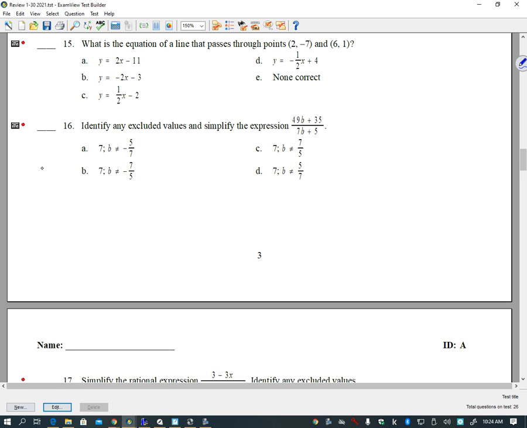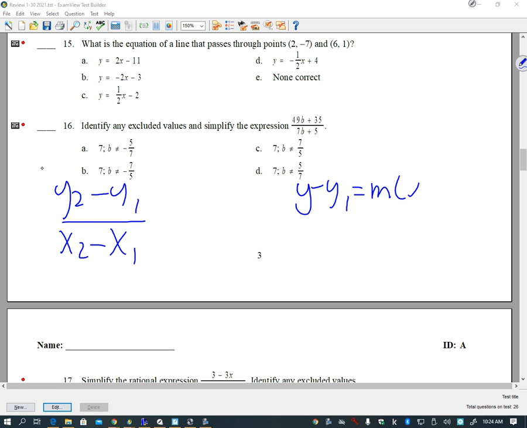Find the slope, which is what formula? y2 minus y1 over x2 minus x1. Once I have that, then I'm going to use y minus y1 equals m times x minus x1. Okay, those are the two formulas I need here. Okay? Does that make sense?